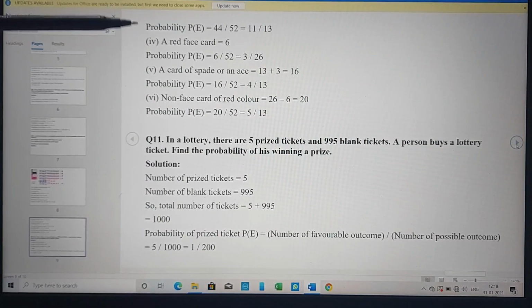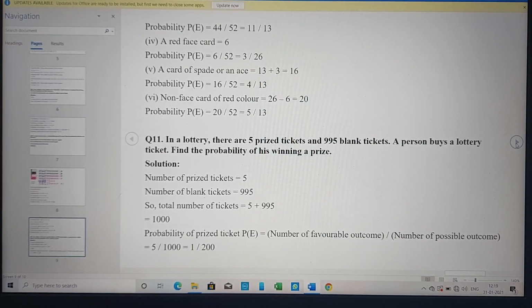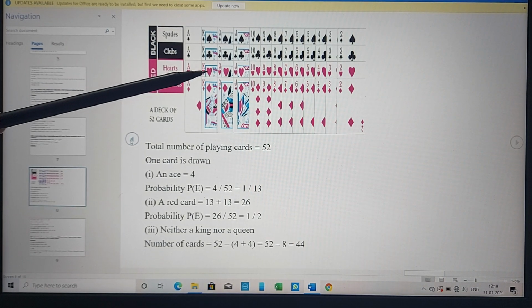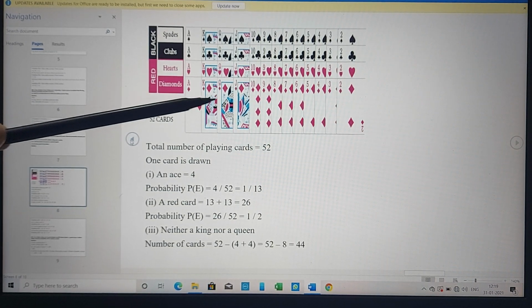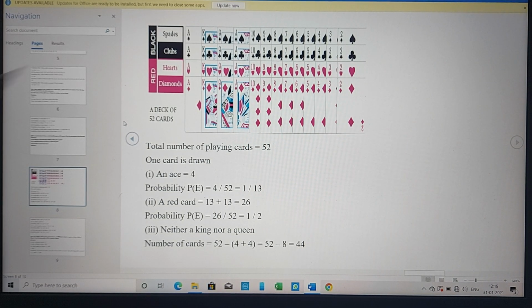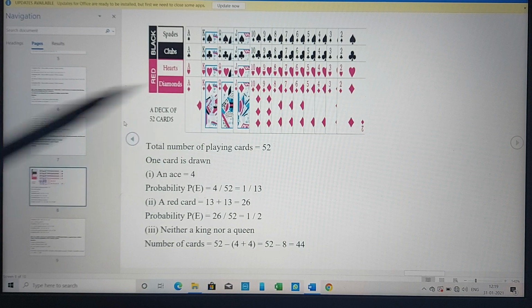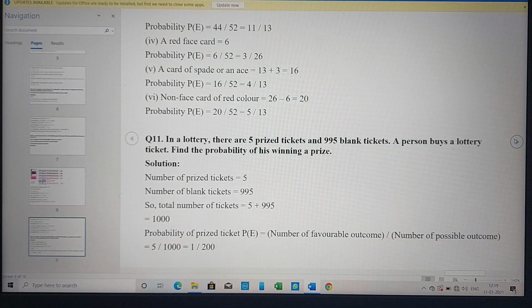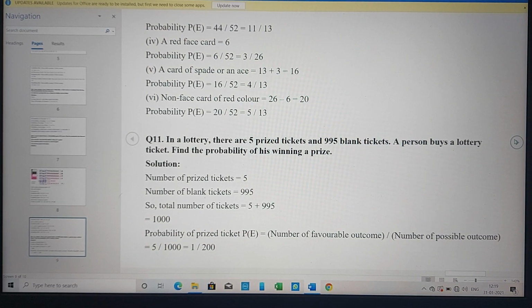Fourth part. What is the probability of getting a red face card? Face card. Remember, face cards are what? King, queen and jack. But they are saying red face cards. So red face cards are here: king, queen and jack of heart, king, queen, jack of diamond. So 3 plus 3, 6. Okay, you can see 1, 2, 3, 4, 5 and 6. So favorable outcomes are 6 and total number of outcomes are 52. So 6 upon 52, that means 3 upon 26.